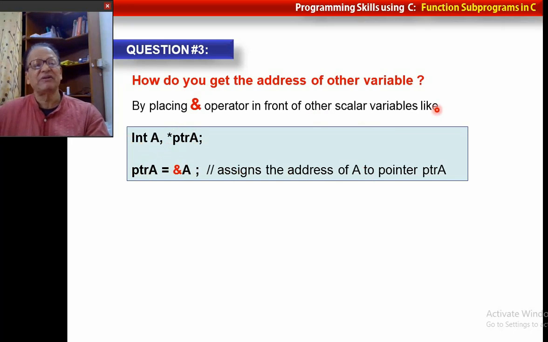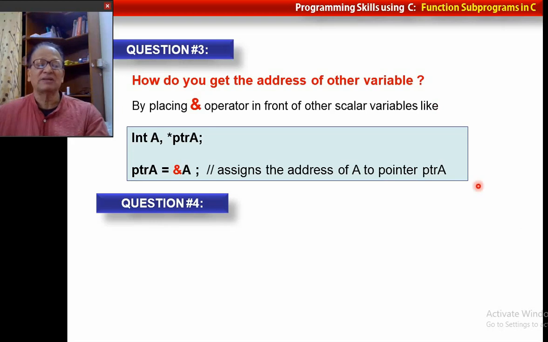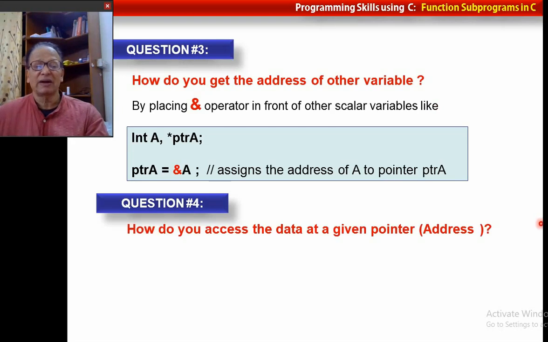You have understood 75% about pointers. And we come to the last question. So that is, how do you access the data at a given pointer or given address? You know that in the RAM of your computer there are addresses starting from 000 going up to FFFF. So anywhere it could be stored. Your data, when you enter it, could be stored anywhere. You do not know. But if you know the address, can you find out the data at that address? That is the question.